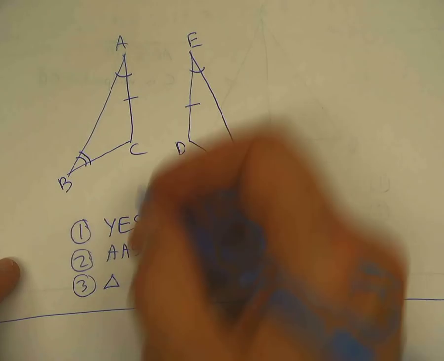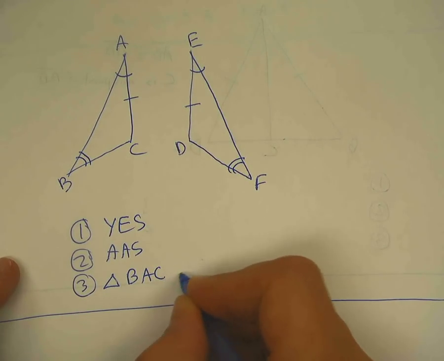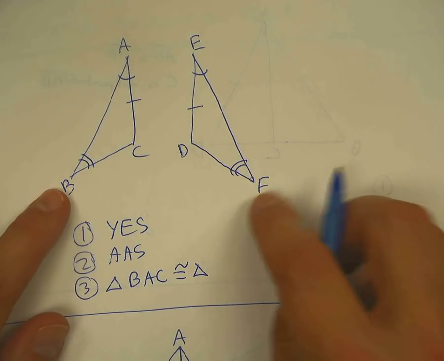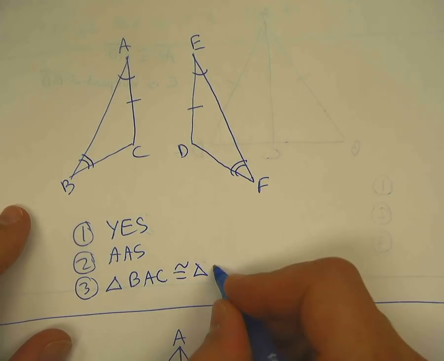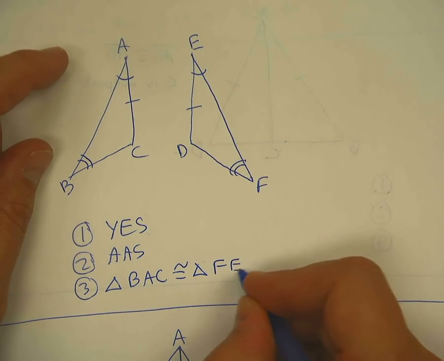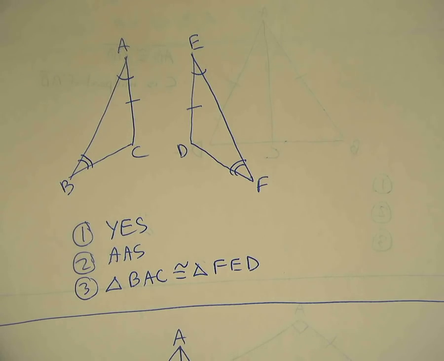Then we want to write a triangle congruent statement. I can start in any order. I'm going to start with B, so I'm going to say triangle BAC is congruent to triangle. Notice B has 2 marks, F has 2 marks, so I'm going to start with F here. A has 1 mark, E has 1 mark, so E over here and D is right here. So this would be how you do this type of problem.